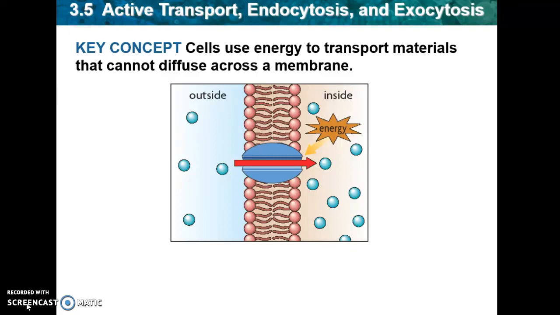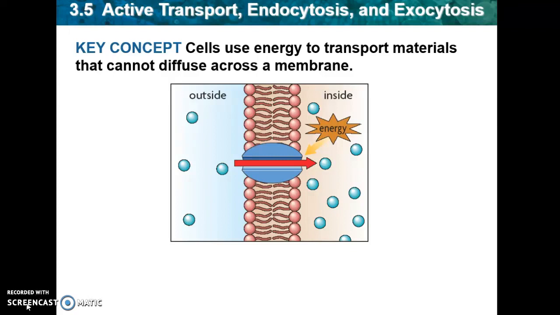In 3.4, we talked about passive transport. Now we're going to talk about active transport. So think about that for a second. What do you think the difference between those two things would be? Well, in this particular case, the cells are going to use energy, whereas before they did not need to use any excess energy. Cells are going to use energy to transport materials that cannot diffuse across the membrane.